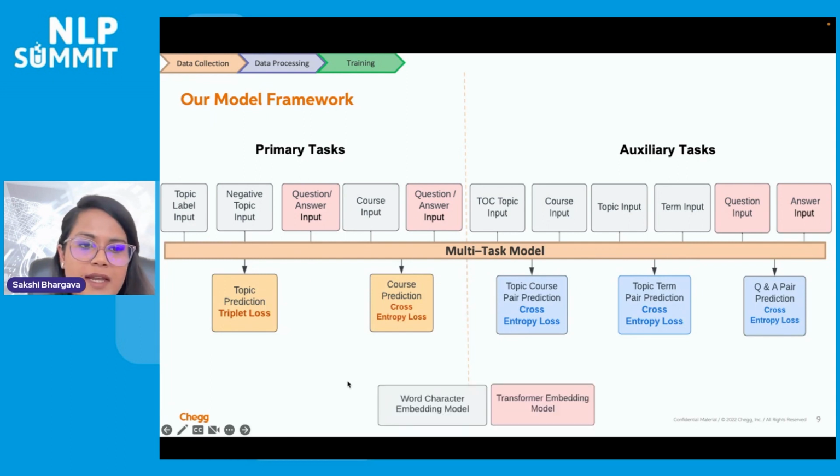One thing that I would like to highlight is that, as you can see, there are just two colors in the text inputs. All the inputs to the various tasks are text, and these are trained using different model architectures. For the ones in the gray boxes, we use a word character embedding model, and for the ones in the pink boxes, we use transformer embedding models. Why those, and what the importance is, we will definitely go into in detail in the subsequent slides. But now I would like to focus on the topic prediction using triplet CMEs networks.